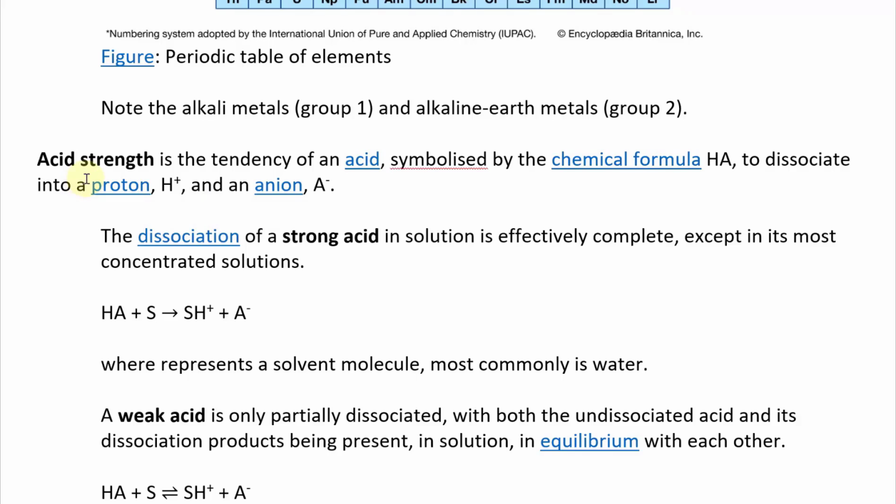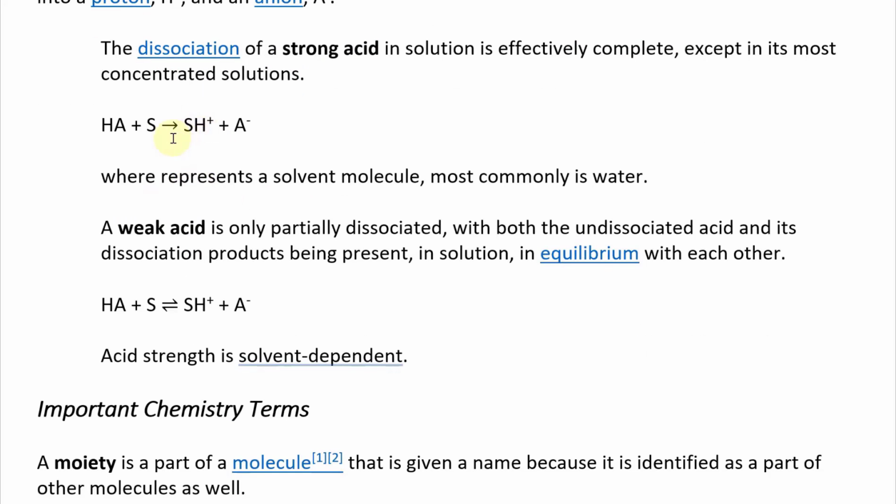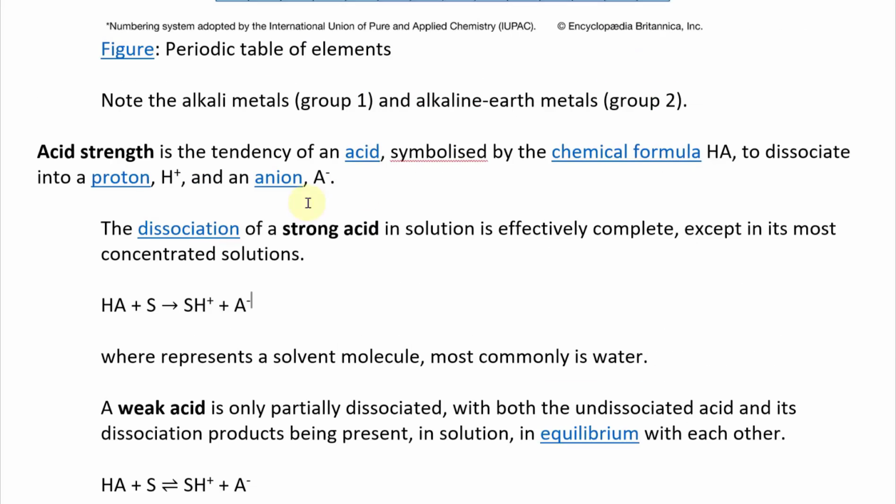All right, let's look at acid strength. So acid strength is the tendency of an acid, symbolized by the chemical formula HA, to dissociate into a proton, H plus, and an anion, A minus, or a negative ion. So the acid has a hydrogen to give, and that's why you have it there. The dissociation of a strong acid in solution is effectively complete, except in its most concentrated solution. So notice the arrow is straight as opposed to that double arrow going back and forth in equilibrium. So this one is a strong one. It basically completely dissociates, giving up a proton, and then it keeps its anion.